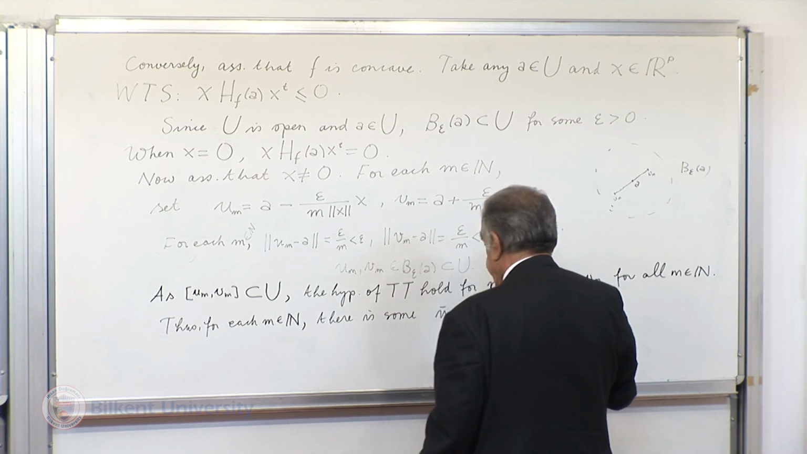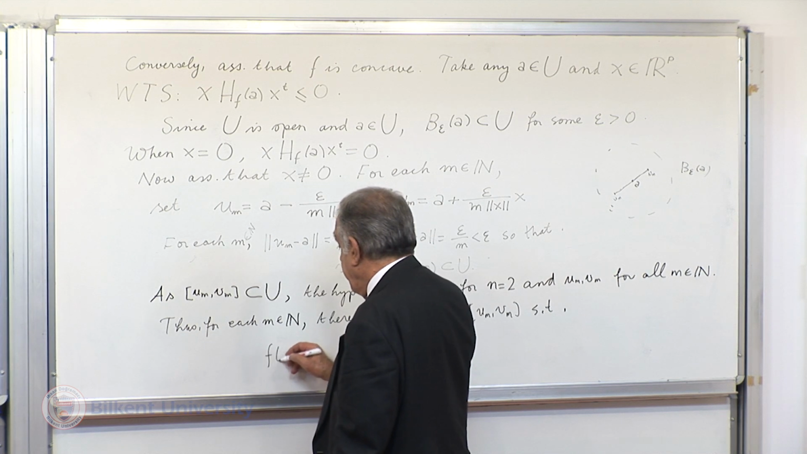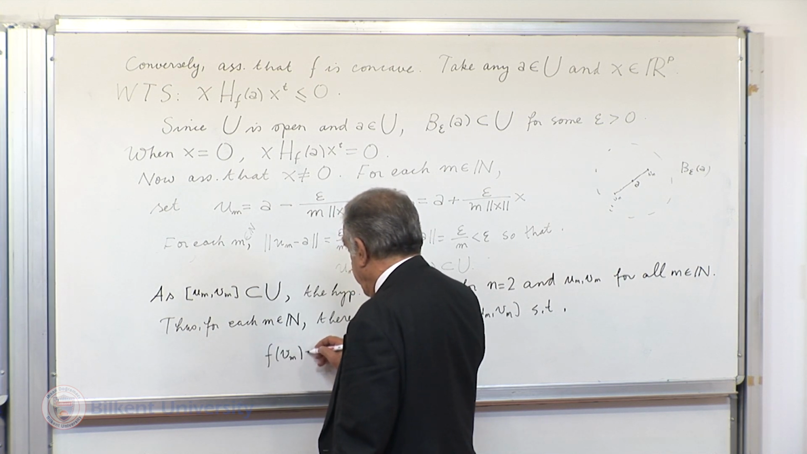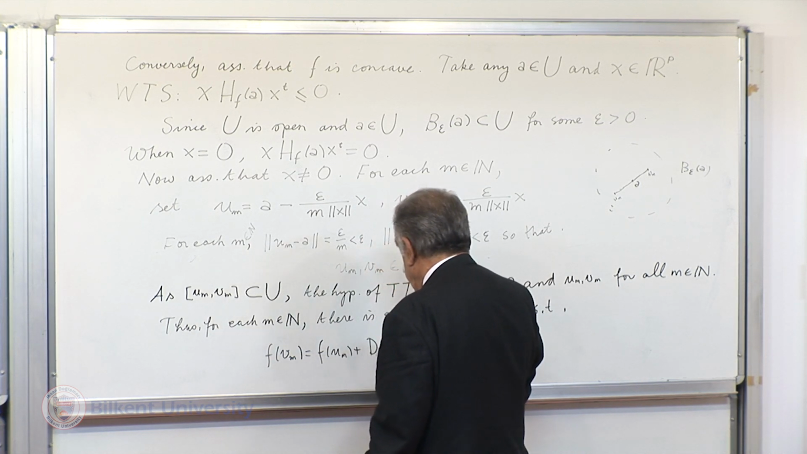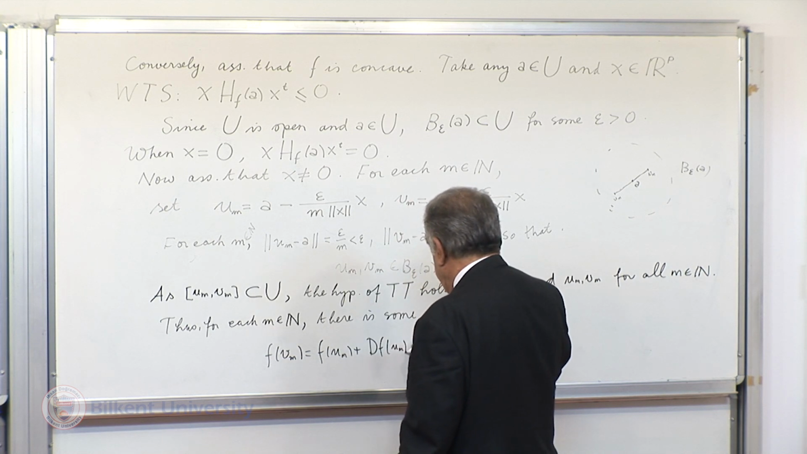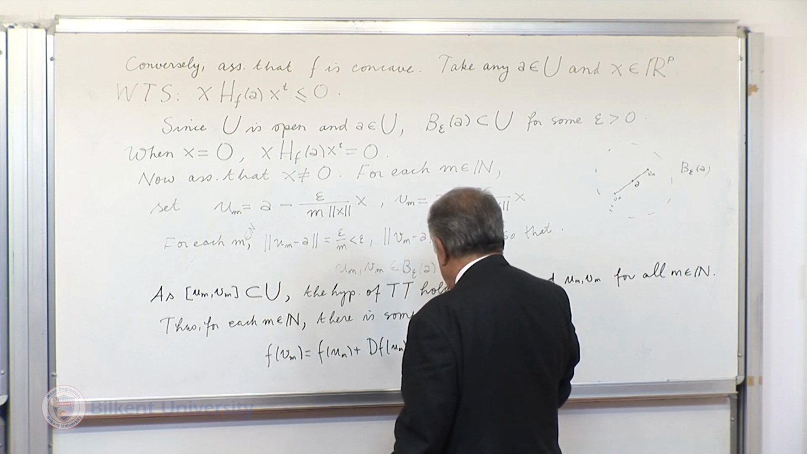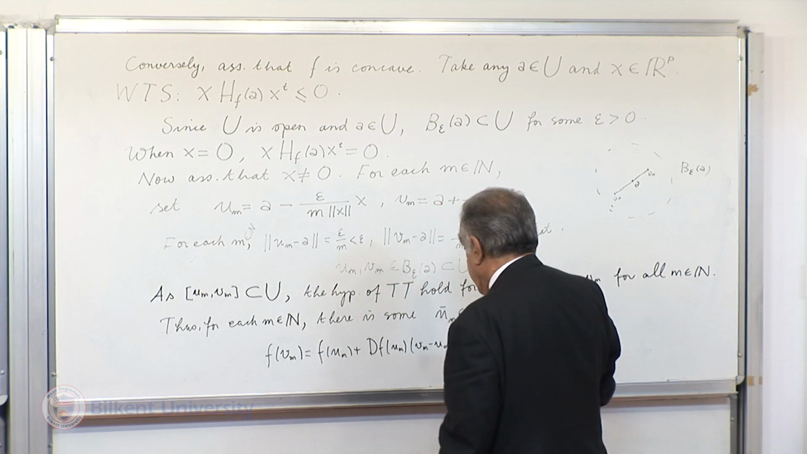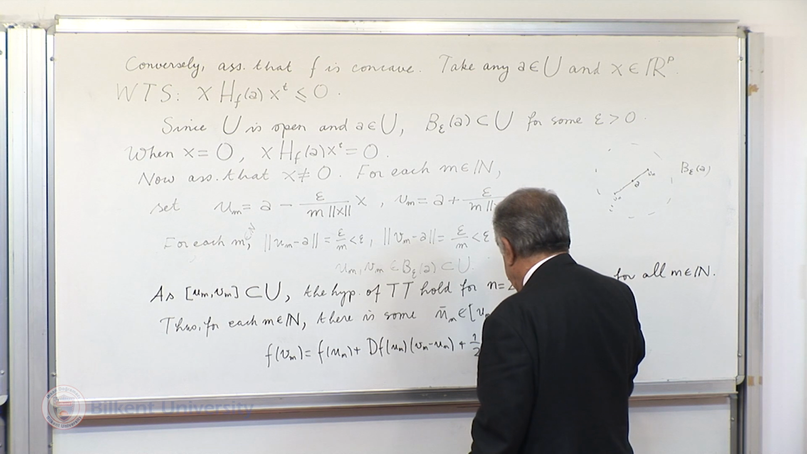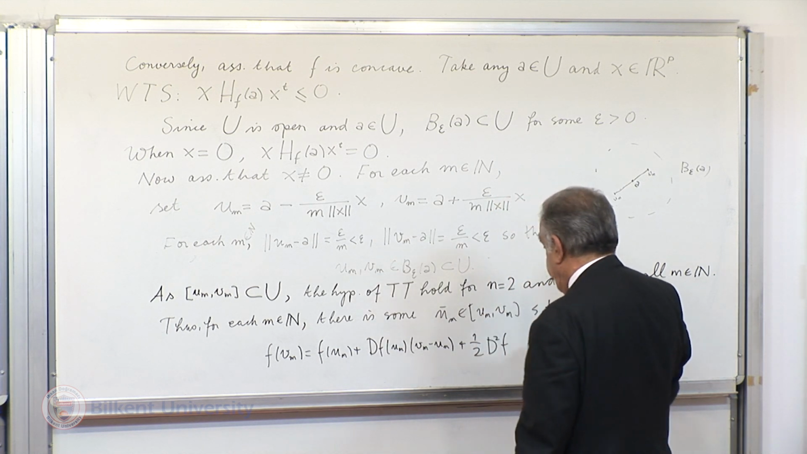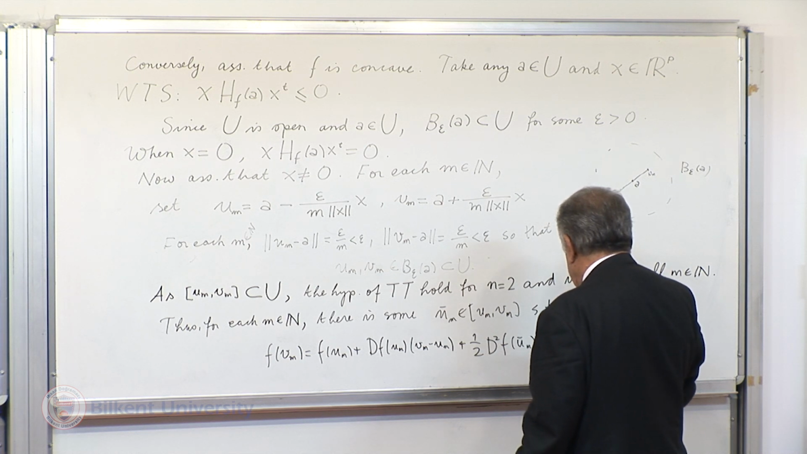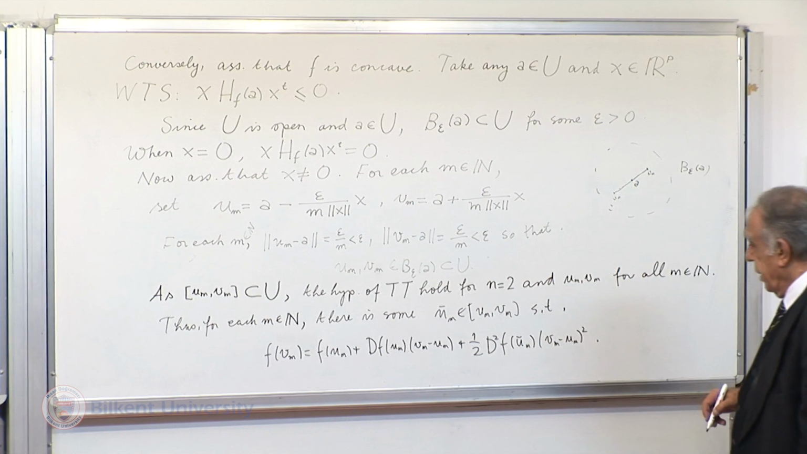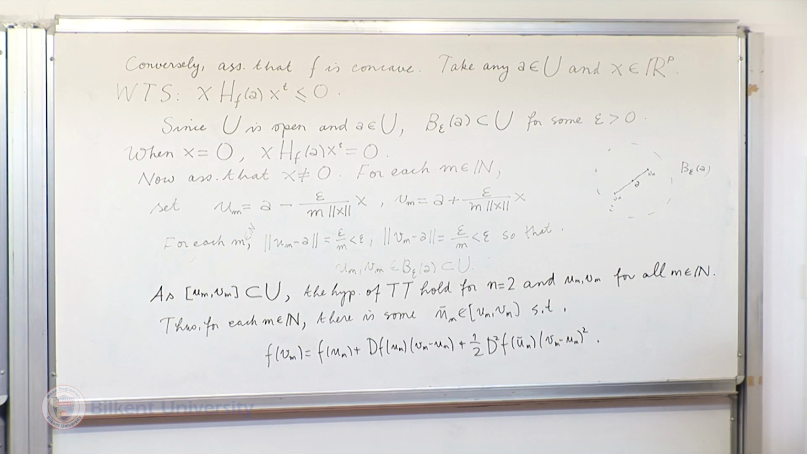Such that f of Vm is equal to f of Um plus df at Um evaluated at Vm minus Um, and then plus 1/2 the second derivative of f at u bar m, evaluated at Vm minus Um, Vm minus Um transpose. But that's this. Okay?